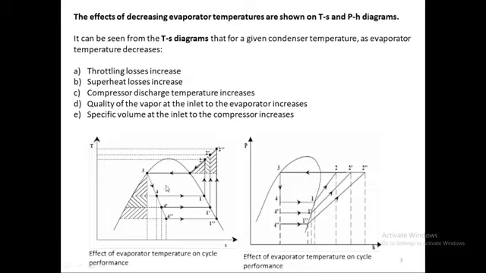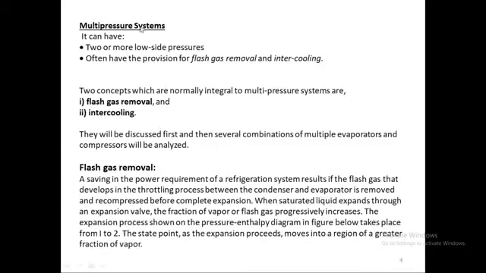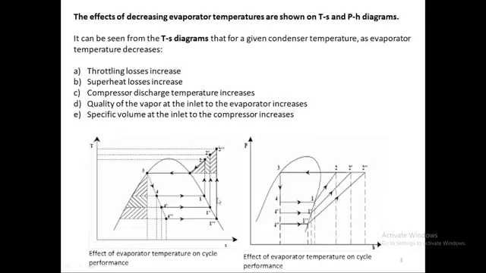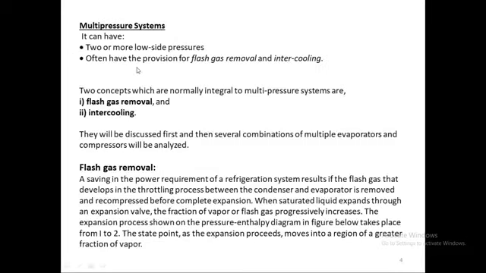We want to introduce probably one more device. We are going to work with 2 different ideas here. In a multi-pressure system, when we are modifying our simple system to a multi-pressure system, 2 or more low side pressures may be there. As you can see, we will need not just 1 evaporator pressure, we might need 2 evaporator pressures: 1 low pressure evaporator and 1 high pressure evaporator, or 1 low temperature and 1 high temperature evaporator. And often it will have provision for flash gas removal and intercooling.